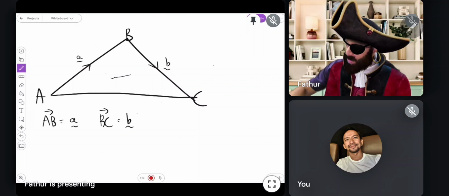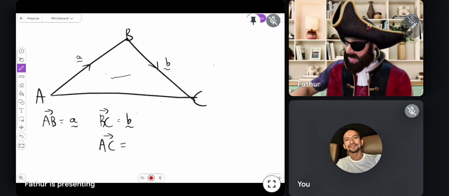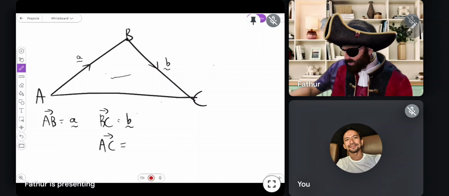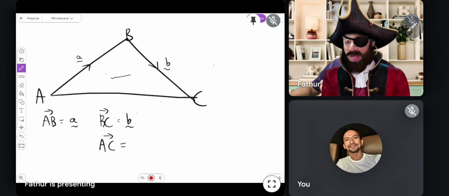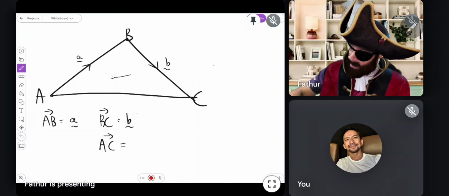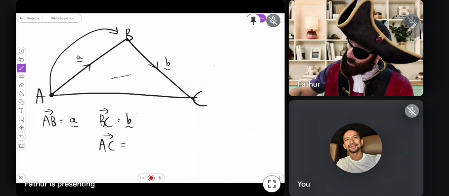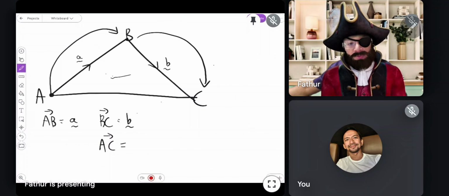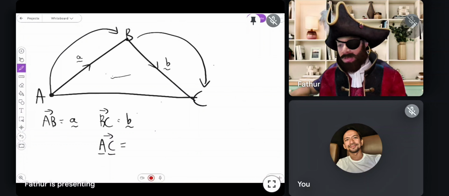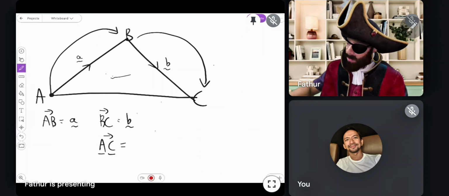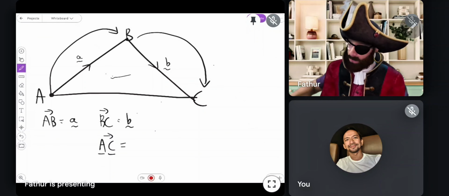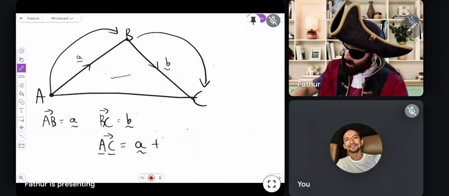So to find the vector of AC, remember previously I said, how do you get from A to C? What are the directions that you need to take to get from A to C? Basically, A to B followed by B to C, right? When they say AC, it means your starting point must be at A, your ending point must be at C. Simple. So the moment you connect these 2 points together, you add them, you plus them. So you get a plus b.